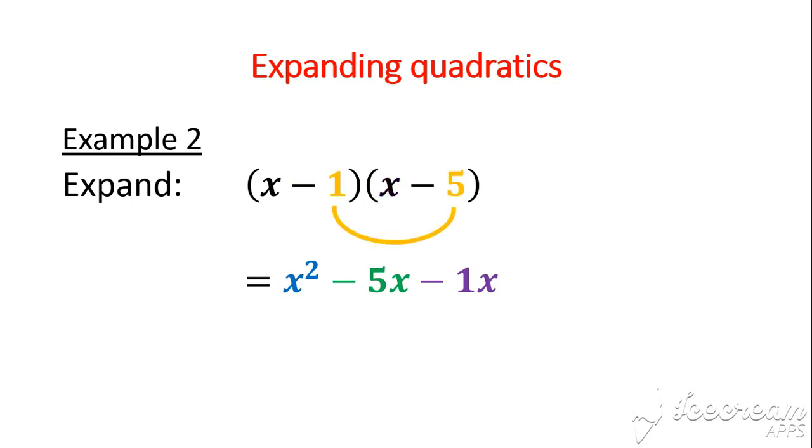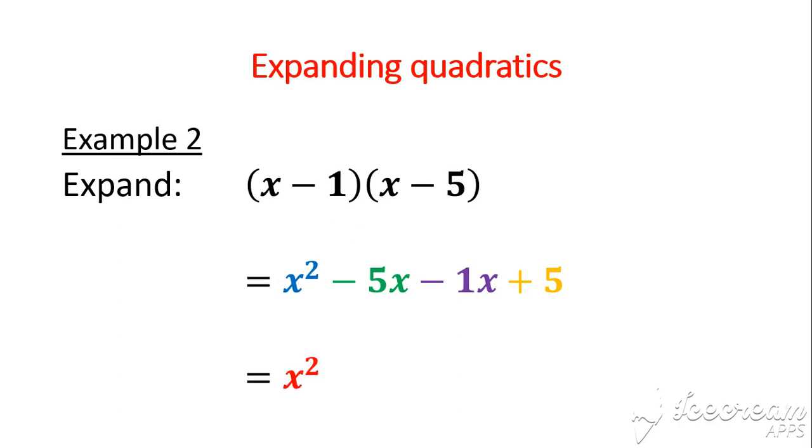And our last rainbow is 1 times 5. Don't you go 1 plus 5. 1 times 5, which is 5, but they're both negative, or they're both minuses. And a negative times a negative makes a positive. So we're going to write down plus 5. 1 times 5 is 5, but they're both negative, which makes it a positive.